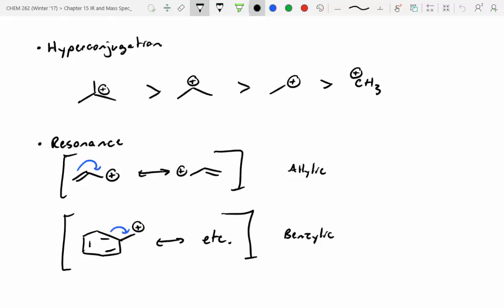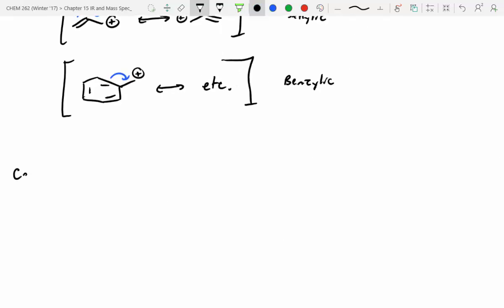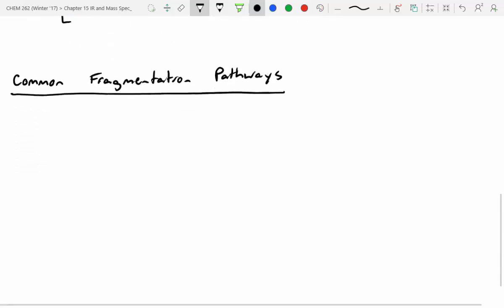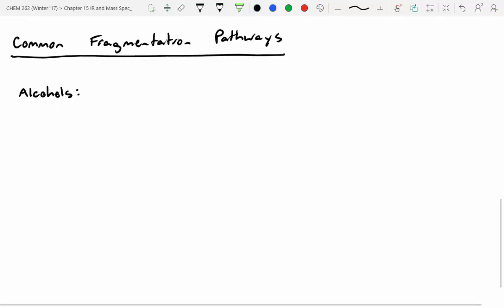So a lot of this is review from first term chemistry, right? Let's take a look at some common fragments. Okay. So the first one I wanted to do is with alcohols. And we said with alcohols, you often see what fragment or what loss? Water. Yeah, loss of water. So let's try to figure out what the heck's going on here.